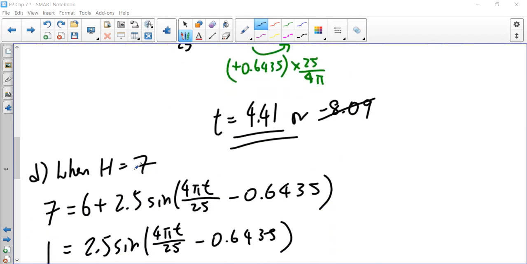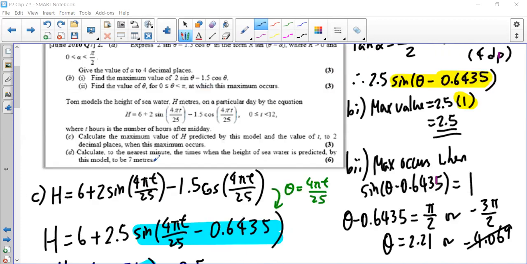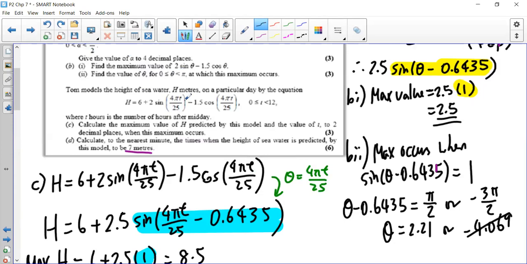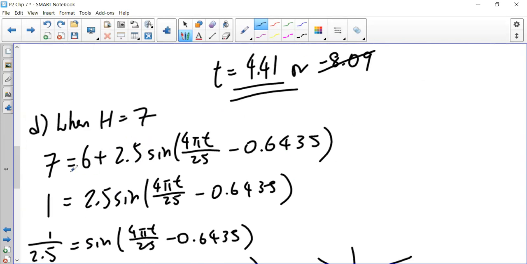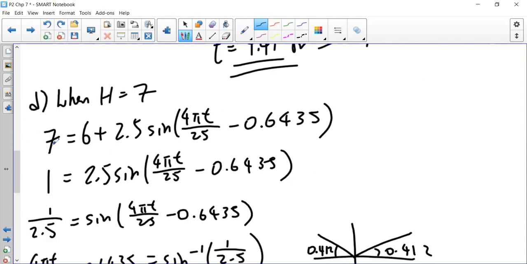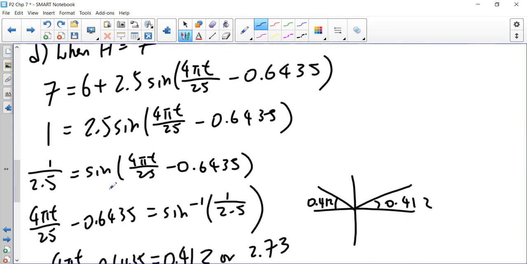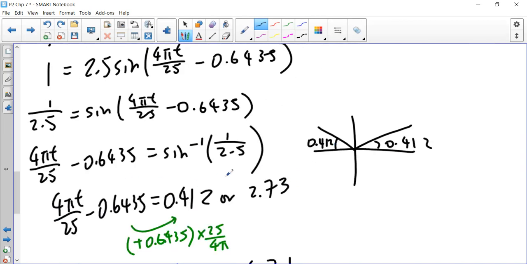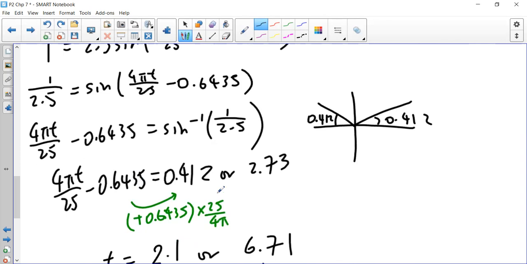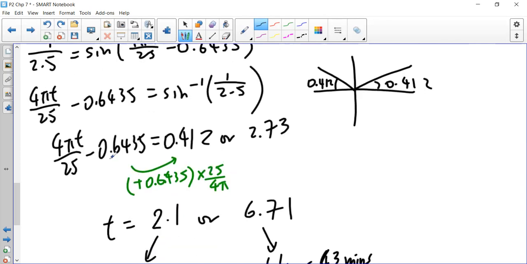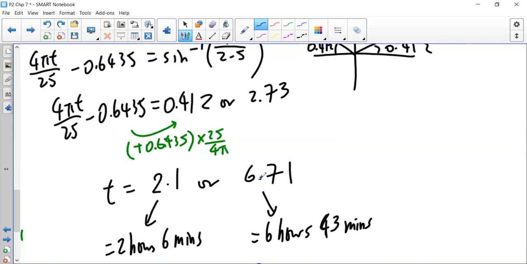Part D. They've told you h equals 7. So you can relate this information, 7 meters, to h, because the 2 variables are h and t. You wouldn't find t, because the information given in meters is h. So when h equals 7, I rewrite the whole equation, and bring the 6 over, which becomes 1, or 1 divided by 2.5. And then I inverse sine or arc sine. As soon as I arc sine it, I do the CAST diagram and find my 2 answers. Add 0.6435, times 25, divide by 4 pi again, making t the subject. So here's the CAST diagram, and then I make t the subject and get 2.1 or 6.71.